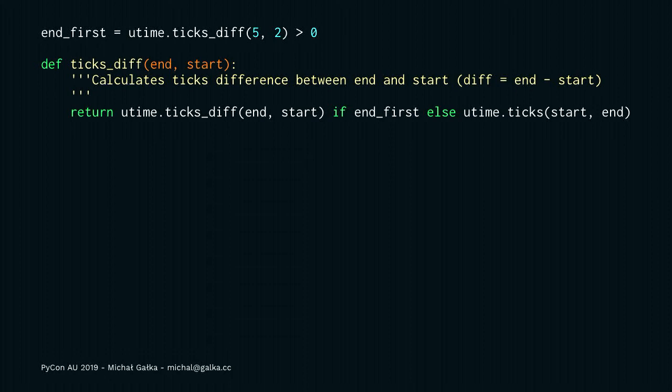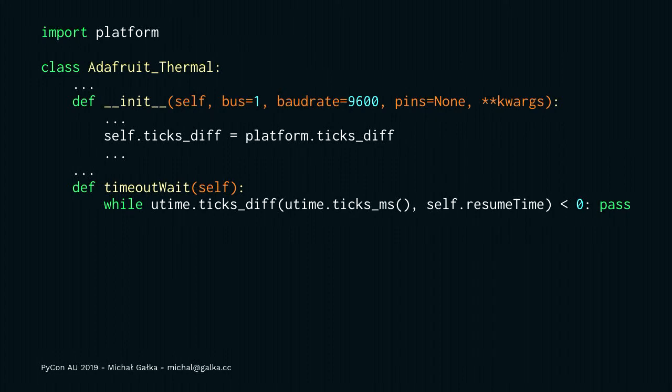So I ended up with something like that. At first, I just tried to see if the difference of some well-known values is negative or positive. And based on that, I'm actually using the appropriate arguments order. I ended up with something like that. So I just added a property, a function that's going to be used for calculating the difference, and it uses the appropriate implementation. And then it actually appeared to work.